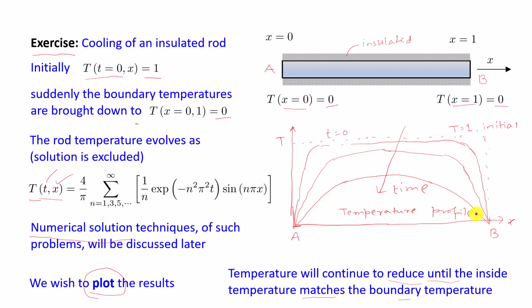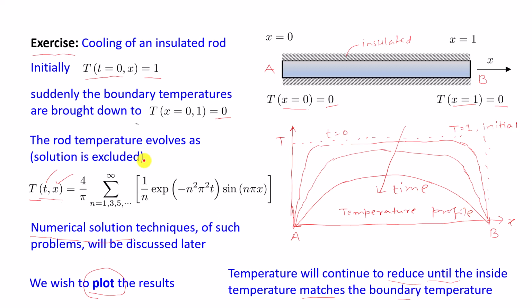As the time progresses, we can see that the temperature everywhere will continue to drop. And eventually, if we go long in time, then temperature everywhere will be more or less zero. And that is where the process will stop. So now let us go to matplotlib and see how we can generate the data file and plot the results.